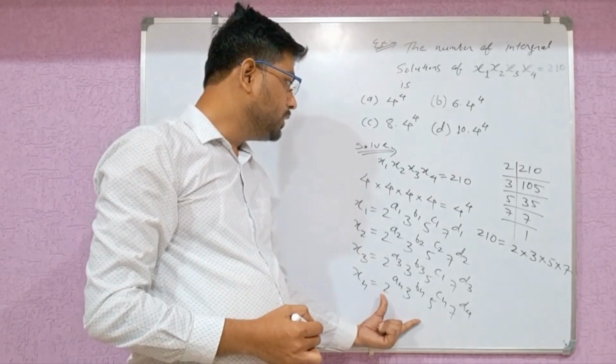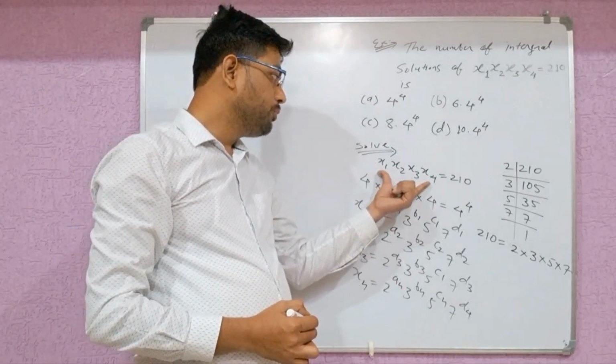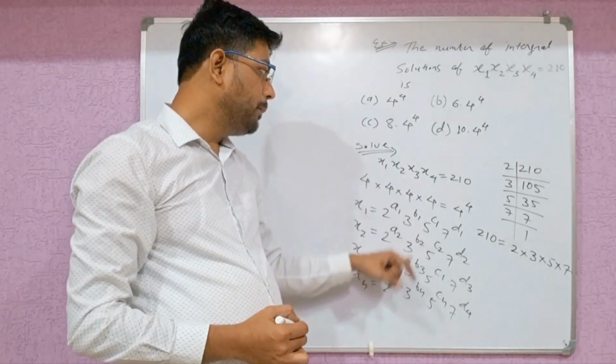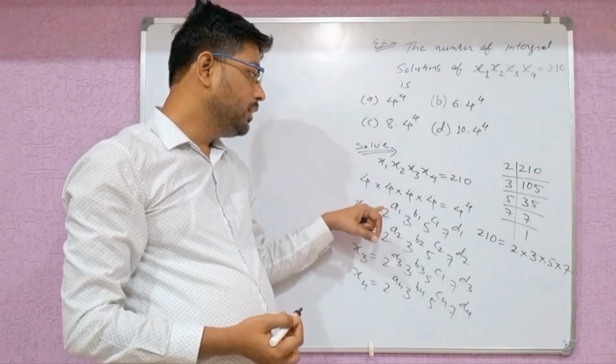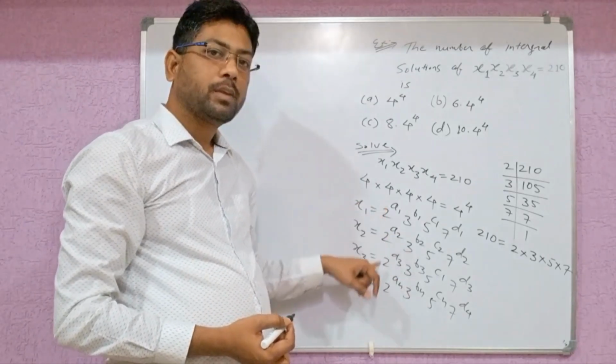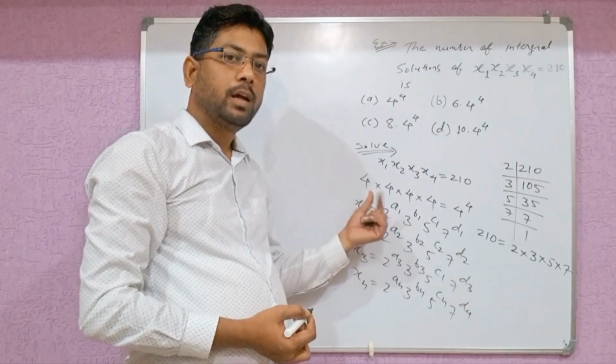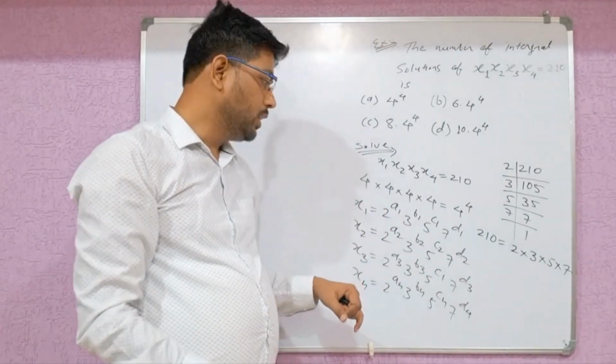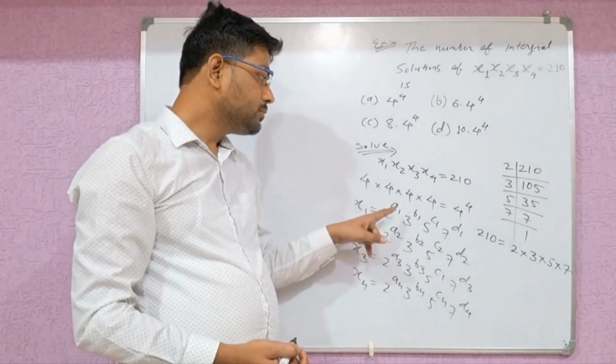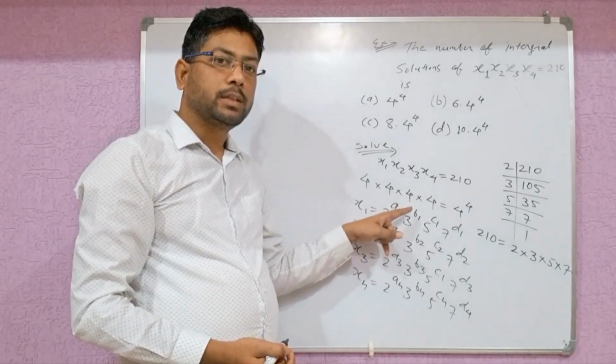Now if I put these values here, all these will be multiplied. When all these factors of 2 are multiplied, if the base is the same, the powers are added in the multiplication. So the power of 2 will be a1 plus a2 plus a3 plus a4.